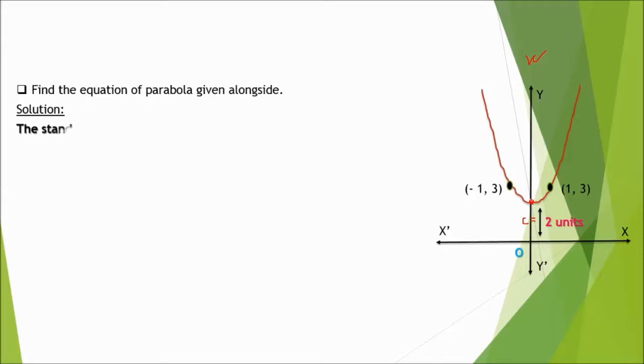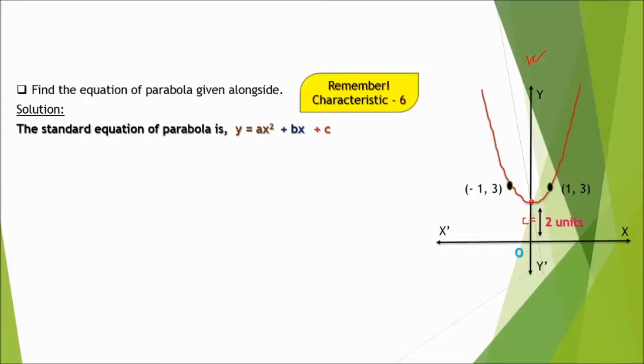The standard equation of a parabola is y equals ax² plus bx plus c. Now remember characteristic 6, which we have discussed: if the vertex is c units above the origin, then for those kinds of quadratic equations, b will be missing, and that will only be possible when b is equal to 0.